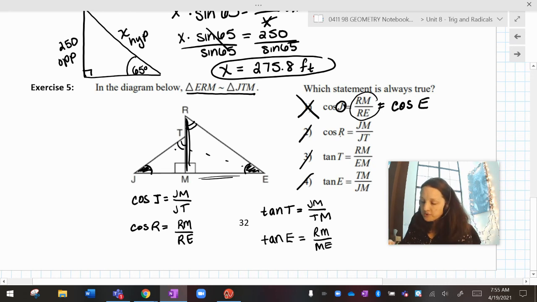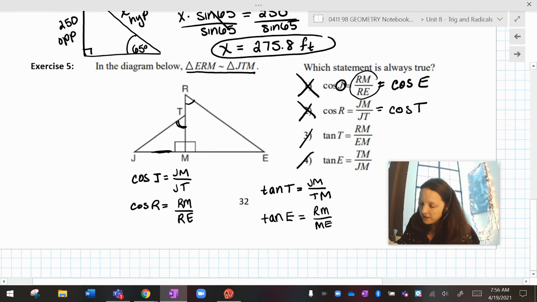All right, let's try cosine R. Well, R is the same as T. Is cosine T going to be JM over JT? Well, cosine T wouldn't start with JM because that's opposite, and I want adjacent. All right, tan T. T is the same as R, so I want to know if tan T is the same as tan R. Well, tan R would be opposite, which is ME. Nope.